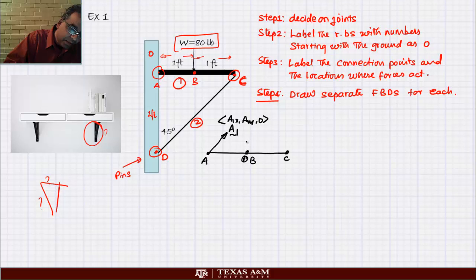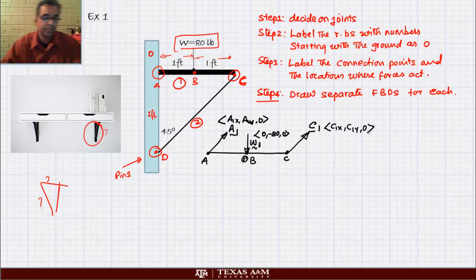How about point B? There is W acting downwards, and how does that show? I'm going to call it W1, and it's a vector, and its components are 0, minus 80, 0. And at point C there's another pin joint. So I'm going to draw a line like that, and I'm going to call this C1, and its components are C1x, C1y, 0. You see that?